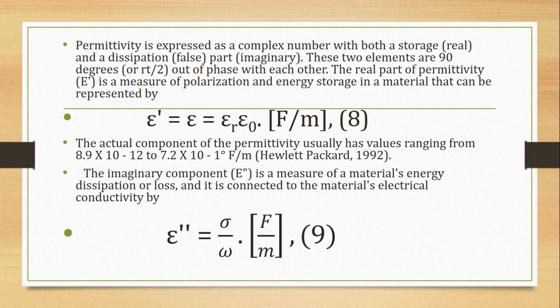Permittivity is expressed as a complex number with both a storage and a dissipation component. These two elements are 90 degrees out of phase with each other. The real part of permittivity is a measure of polarization and energy storage in a material, and usually has values ranging from 8.9 times 10 raised to negative 12 to 7.2 times 10 raised to negative 1. The imaginary component is a measure of the material's energy dissipation or loss, connected to the material's electric conductivity.